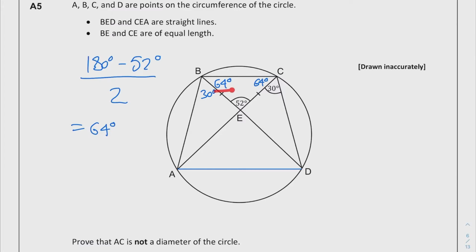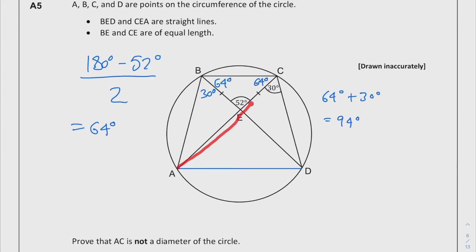We just need to add 64 and 30 together to get this full angle. So 64 degrees plus 30 degrees is equal to 94 degrees. And like I said before, if AC was a diameter, then the angle right here should be 90 degrees. But we got 94 degrees. And 94 degrees is not 90 degrees. And the conclusion we draw from that is that AC cannot be a diameter of the circle.